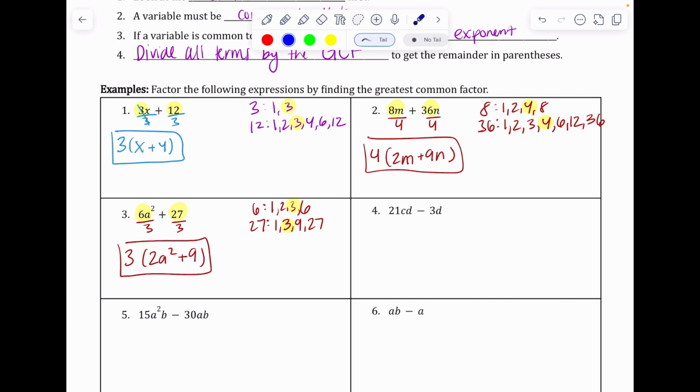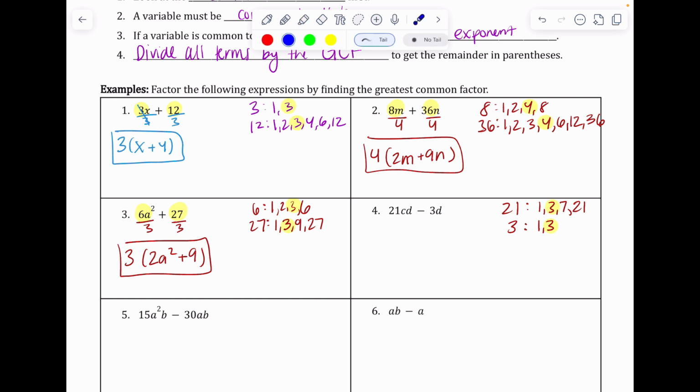Okay, again, if I distribute this in, I should get what I started with. Okay, so I know I'm saying I'm dividing by the greatest common factor, but really what you're doing is factoring out the greatest common factor. Okay, so if I start out with number 4, I'm going to think about 21 and 3. What numbers go into 21? That's 1 times 21, and then you've got 3 times 7. Now when you think about 3, the only numbers that make up 3 are 1 and 3. So the greatest common factor would be 3. Okay, so I can factor out a 3.